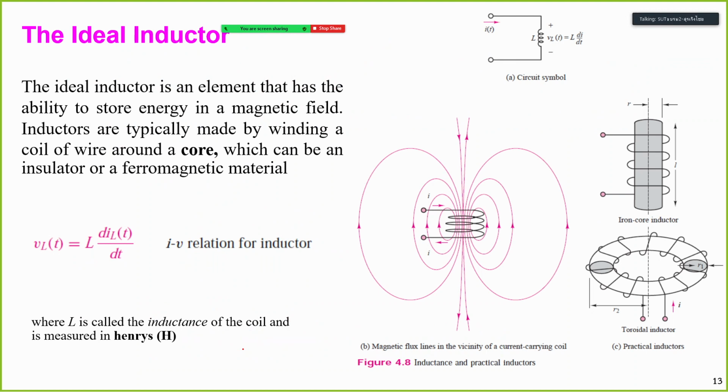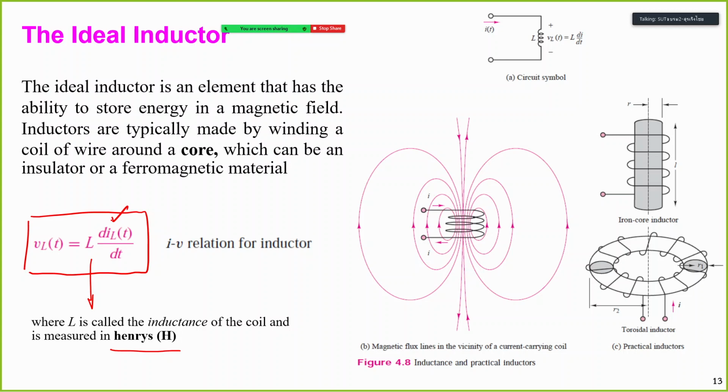And for the inductor, the voltage across it appears only when the current is changing. This is the opposite relation. The voltage across the inductor is L di/dt, where L is the inductance, and the unit of inductance is the Henry. If there is a rate of change of current, the voltage is there.